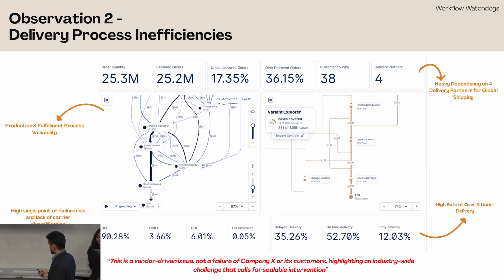That's a huge number, right? The next observation we saw was that UPS was carrying out around 90% of the deliveries. So they're not consistently diversifying the orders, and that's why they are heavily dependent on just UPS. Next, 35% of deliveries were delayed. Only 52% were on time, and though 12% were early deliveries, that 35% number is very huge. And also, the under-delivered and over-delivered orders are 17.35% and 36.15%. Those are also huge numbers.